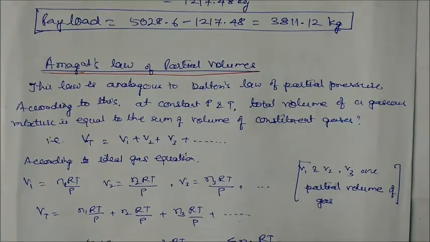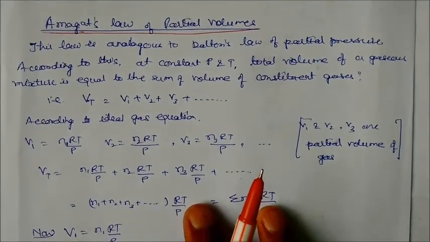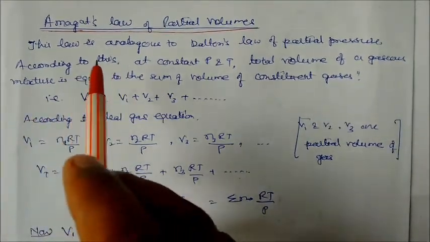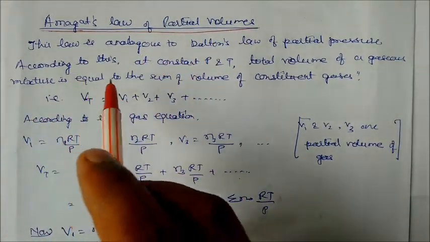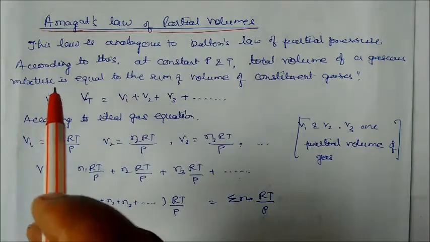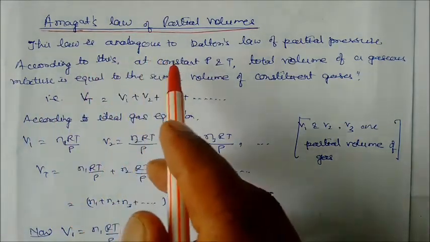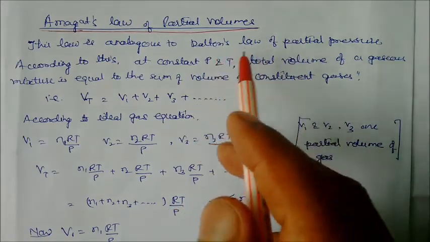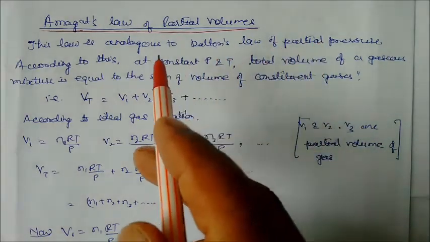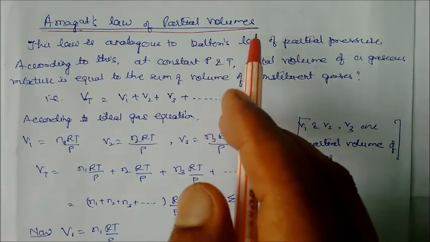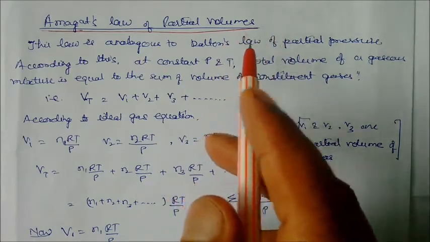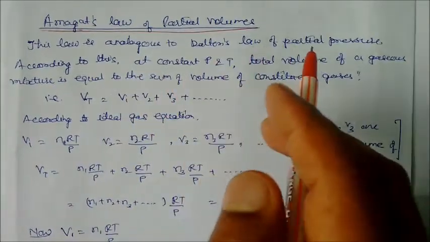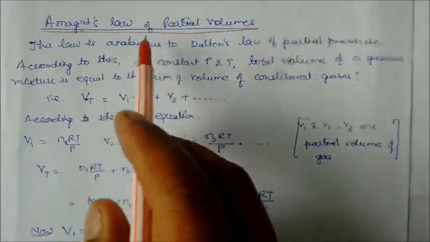Now let us see, there is one more law that we left behind after the previous topics. This is one more topic left behind, that is called Amagat's law of partial volume. So this law is just analogous to Dalton's law of partial pressure. If you remember Dalton's law of partial pressure, the partial pressure of the gas is equal to mole fraction into total atmospheric pressure. In a similar way, we can use the law of partial volume.